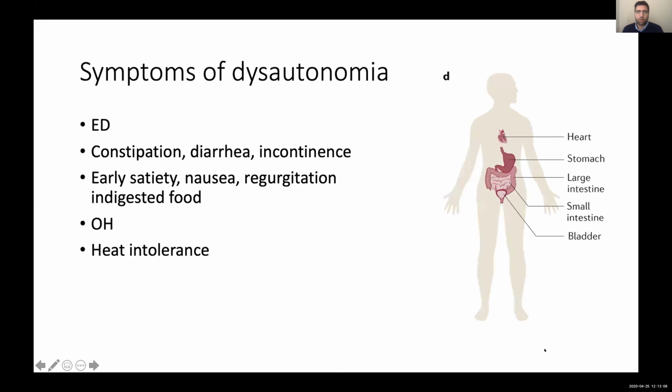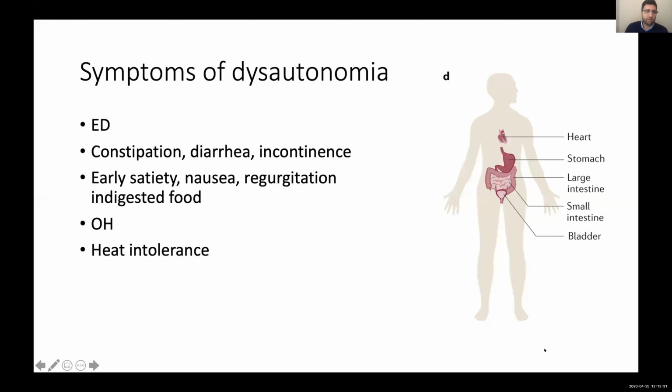Symptoms of dysautonomia or autonomic dysfunction include erectile dysfunction in men. This is one of the more frequent signs that patients experience. They may not always complain about it, and if they're in their 60s or 70s, they may assume that it's just part of normal aging.